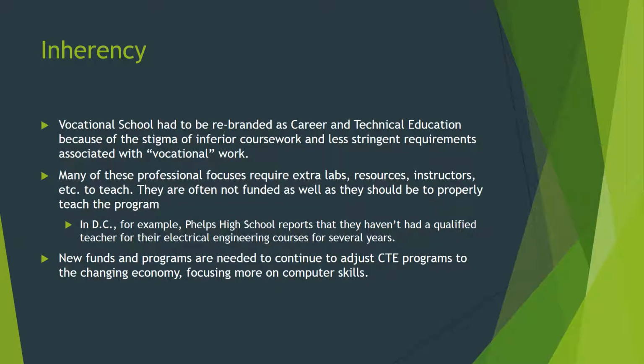The inherency for this case is pretty straightforward. Vocational schools had to be rebranded as career and technical education because of the stigma related to the inferior coursework and less stringent requirements traditionally associated with vocational training. Many of these professional focuses require extra laboratories, resources, or specialized instructors to teach. They are often poorly funded so that they can't properly teach the programs necessary. In Washington, D.C., for example, Phelps High School reports that they haven't had a qualified teacher for their electrical engineering course in several years, yet the course remains on the books. New funds and programs are needed to continue to adjust career and technical education programs to a changing economy, focusing more on computer skills.